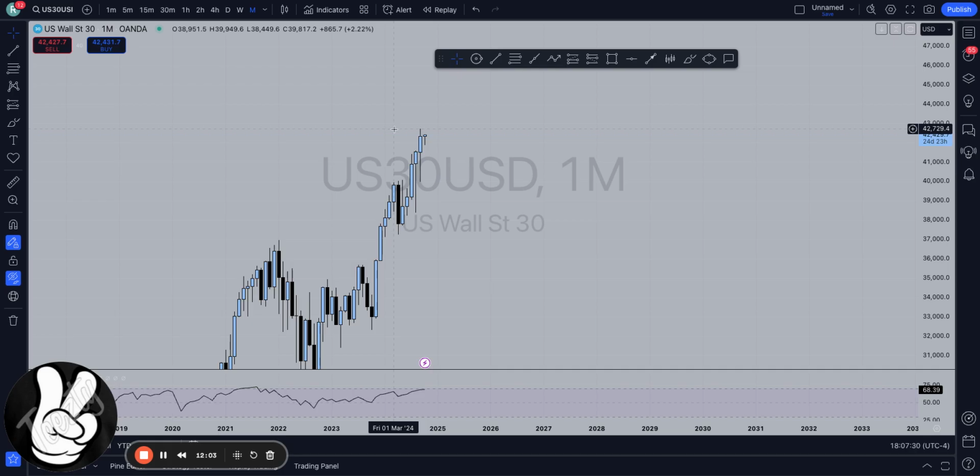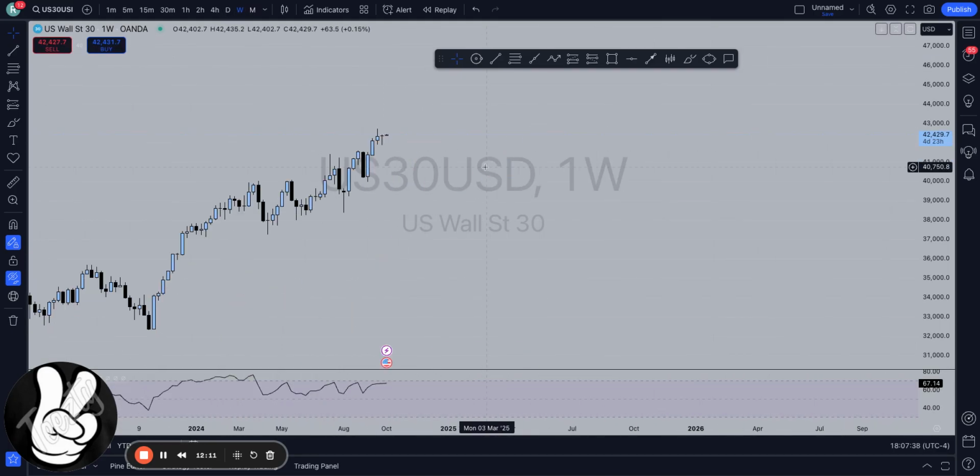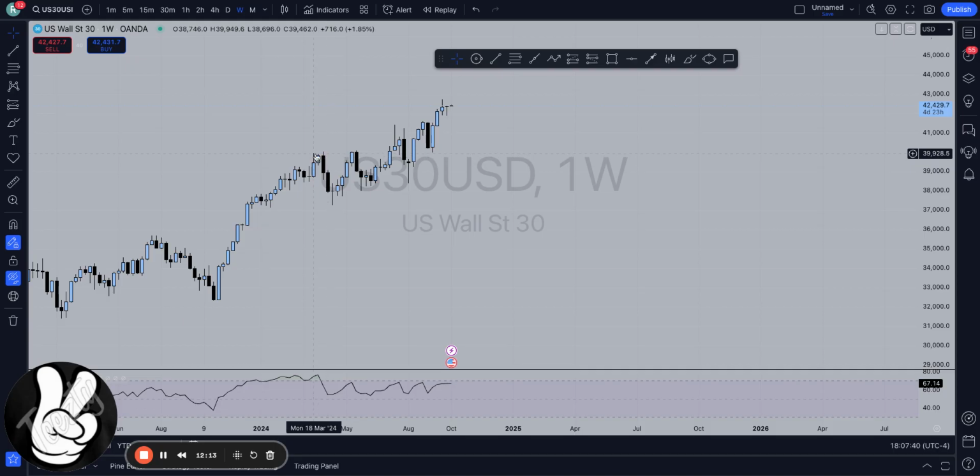If we break this level right here, then we'll have a new high, 42,755. That would be 300 points. On the weekly, we broke this level of resistance right here. We came back to retest.